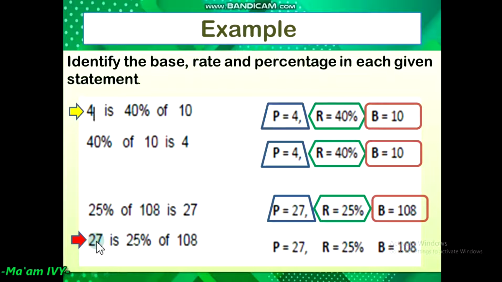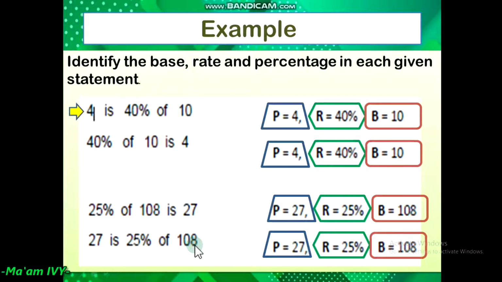Very good. Next, if we are going to interchange the position of our given, we have 27 is 25% of 108. Of course, our percentage is still 27. And then, our rate is 25%. And our base is also the same, 108. So that is how to identify which is the base, the rate, and the percentage.